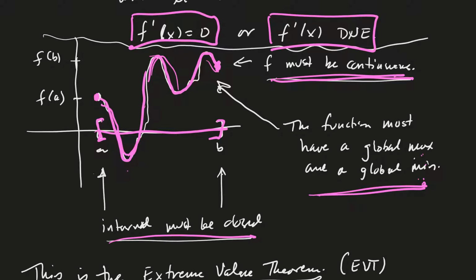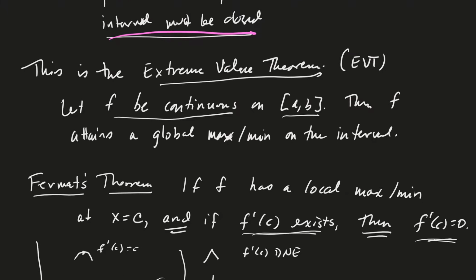That is called the extreme value theorem. Remember that we had the IVT before, the intermediate value theorem. Now we're looking at the extreme value theorem, which says: let f be continuous on a closed interval from a to b, closed meaning it contains both of its endpoints. Then f attains a global max and min on the interval.